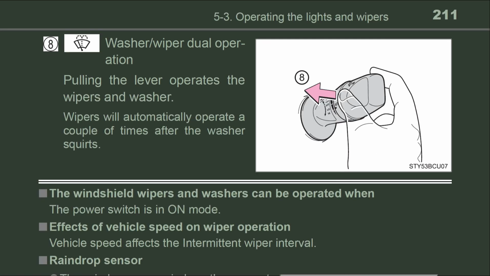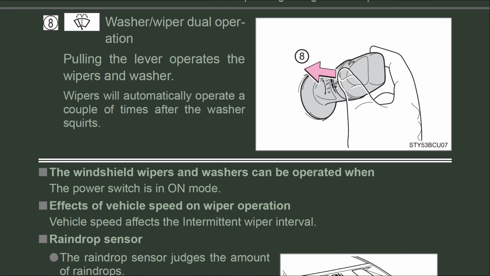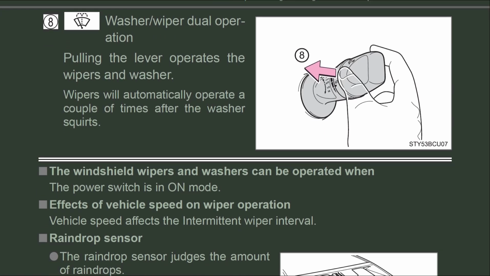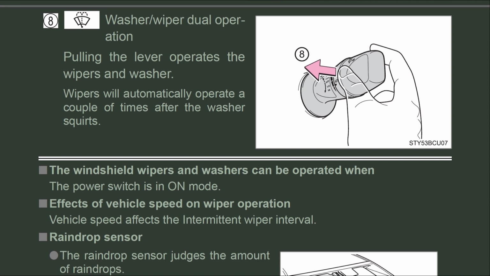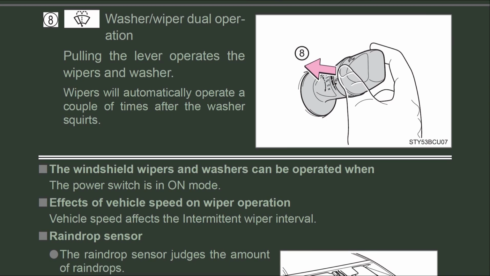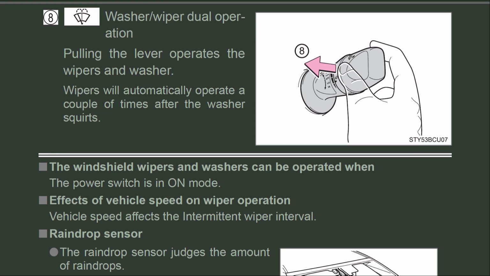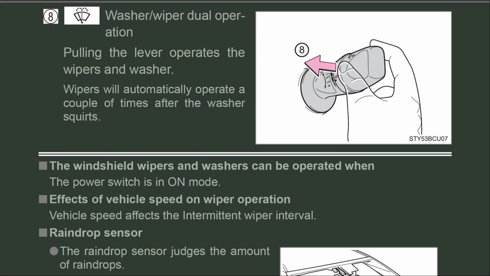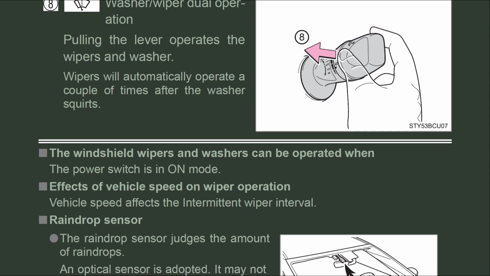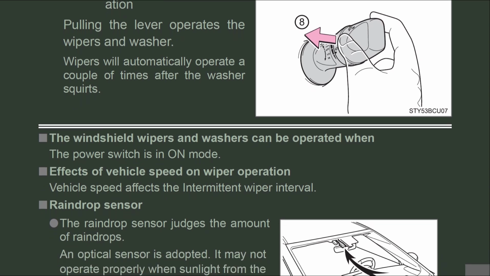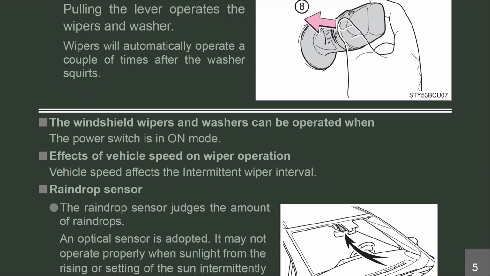5.3. Operating the lights and wipers. 211. Washer, wiper dual operation. Pulling the lever operates the wipers and washer. Wipers will automatically operate a couple of times after the washer squirts. The windshield wipers and washers can be operated when the power switch is in on mode.